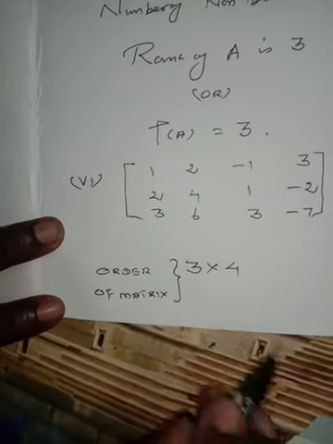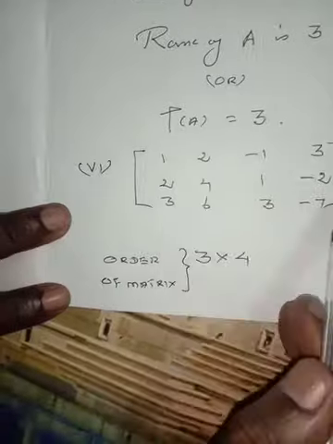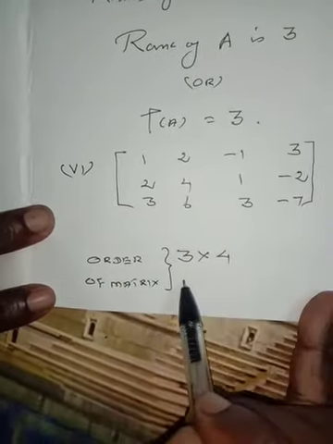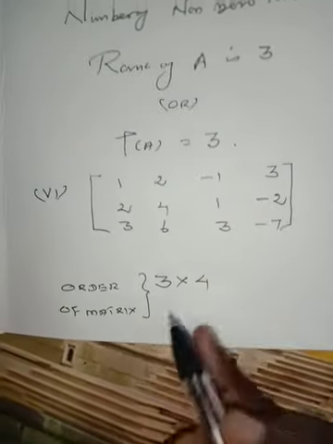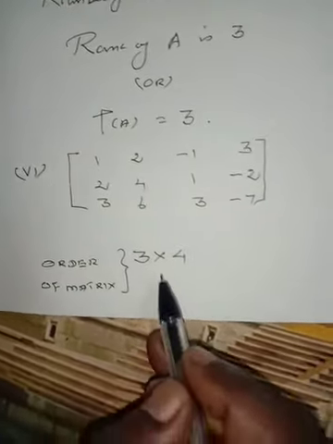Order of the matrix is 3 cross 4. How many rows? 3 rows. How many columns? 4 columns. Therefore, it is a 3 cross 4 matrix. So, we are going to take the first type or the second type.